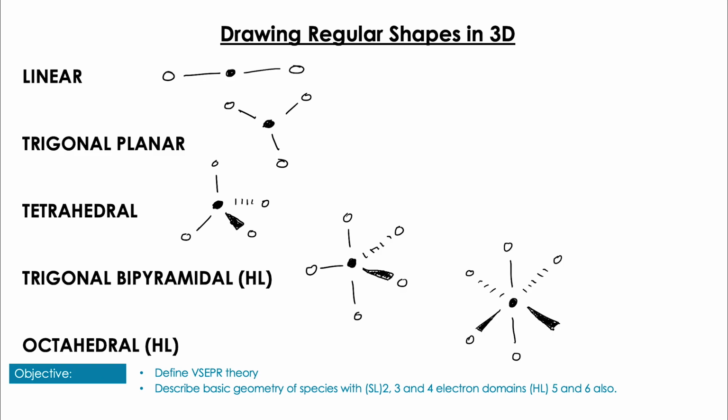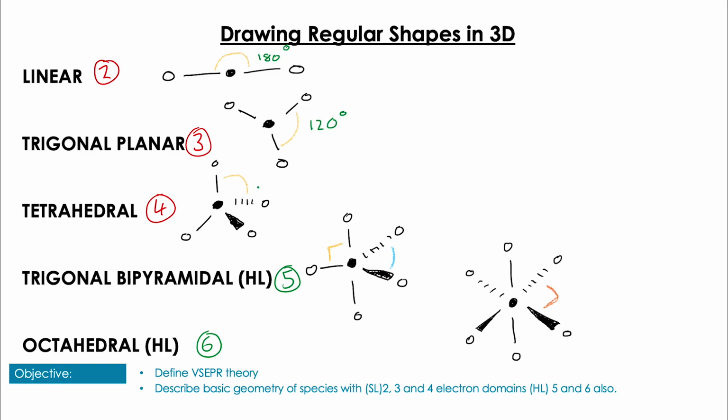So here we have the regular shapes in 3 dimensions for 2 electron domains, 3 electron domains, 4 electron domains, 5 electron domains, and of course 6 electron domains, both 5 and 6 for HL only. So the angles of each of these: in the linear, trigonal planar, and tetrahedral, we only have 1 angle, and in the trigonal bipyramidal, we actually have 2 different angles, and in the octahedral, we again only have 1 angle.